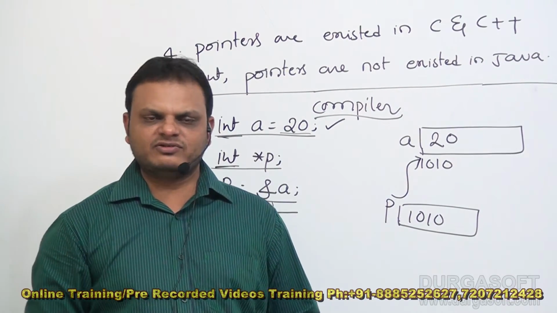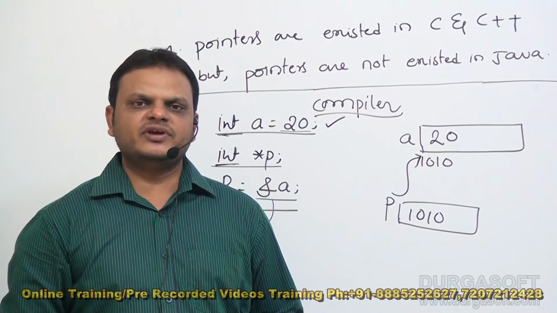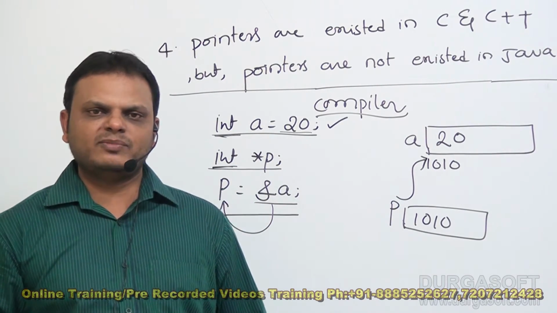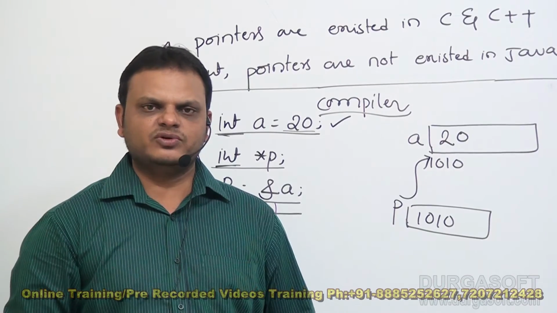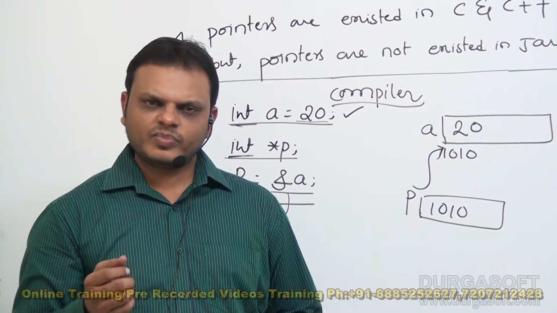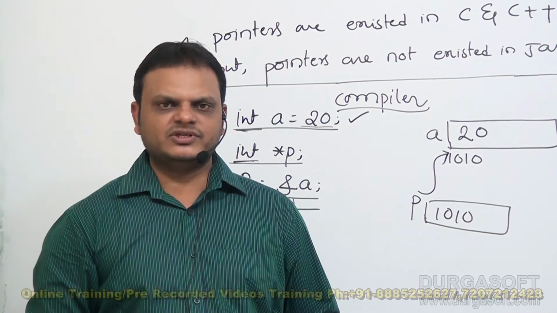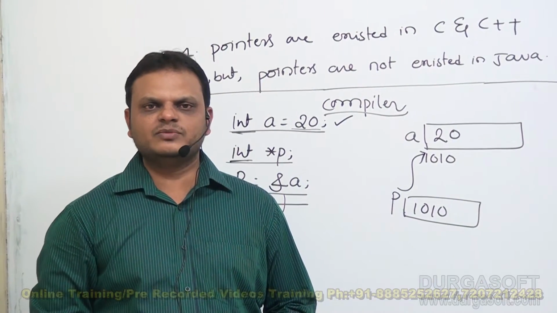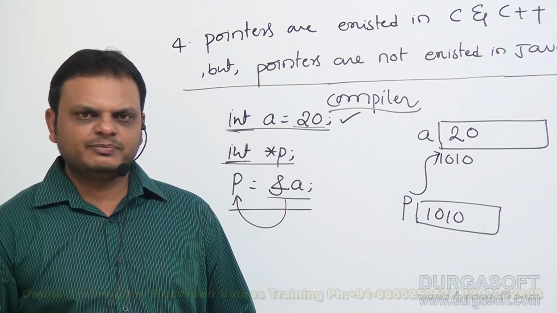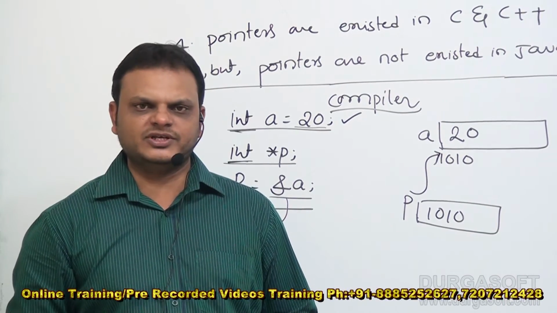Come again, what are the 5 reasons why pointers are not available in Java? First one: pointer variables must require static memory allocation, but Java is following dynamic memory allocation. Second reason: pointer variables are supported by static programming languages, but Java is a dynamic programming language. Pointers are very much suitable in platform dependent programming languages, but Java is a platform independent programming language.